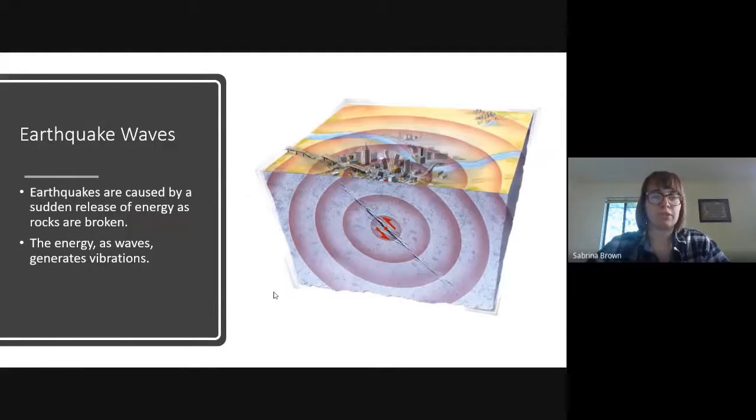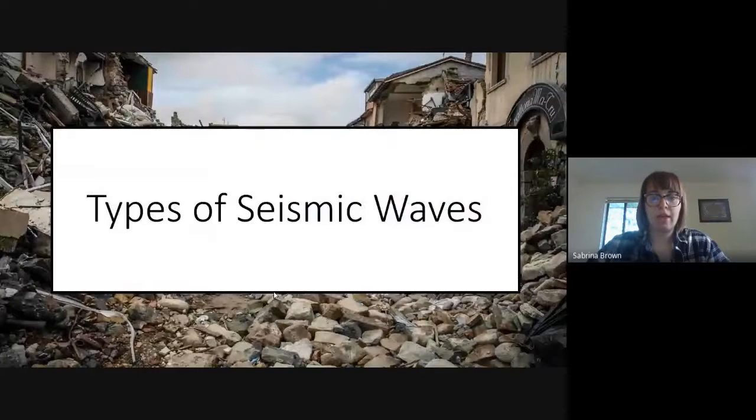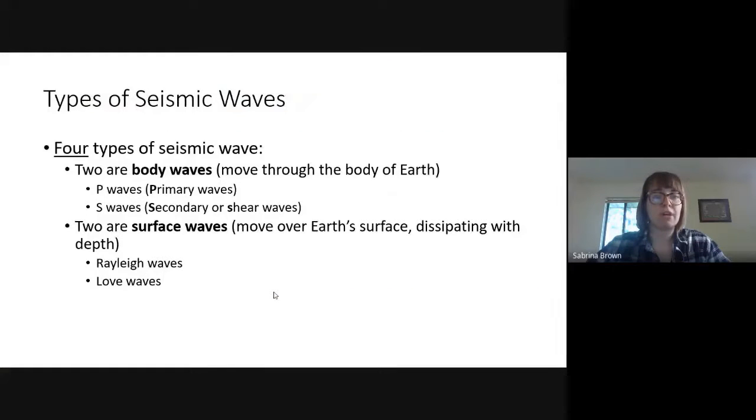So this energy release occurs as waves, and those waves are what actually generate the vibrations of an earthquake. And we have 4 different types of seismic waves. So we can classify these earthquake waves, which we call seismic waves, into 2 classes and 4 types. So 2 of the types of seismic waves are what we call body waves. And these waves move through the body of Earth.